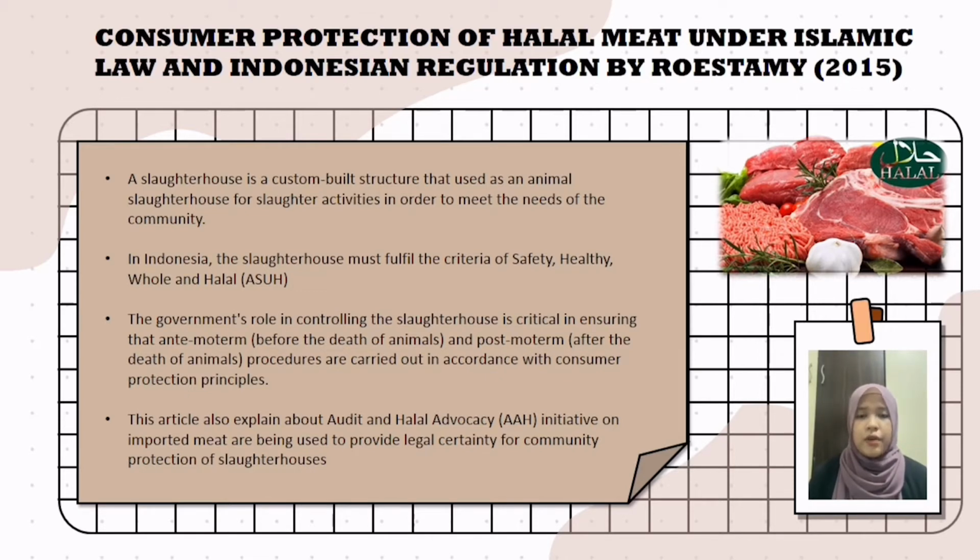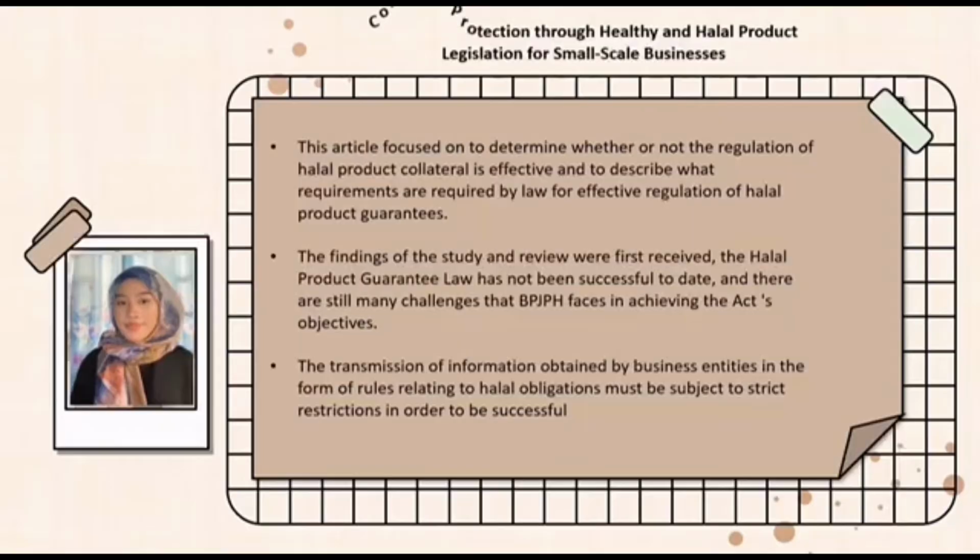In addition, audit and halal advocacy initiatives on imported meat are being used to provide legal certainty for community protection of slaughterhouses. In this regard, by involving stakeholders widely, it can help the country to provide protection to society. Thus, it is recommended that slaughterhouse quality should be improved and a halal advocacy and audit institution should be established in order to protect Muslims who consume halal meat.